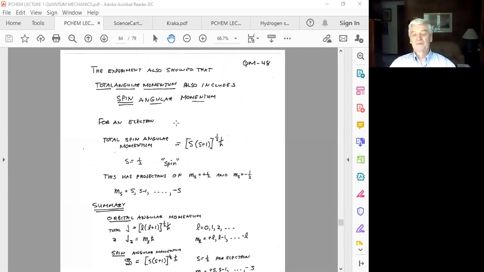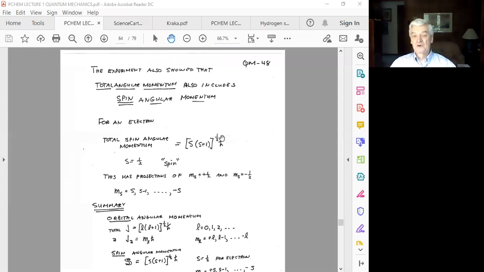As you learned in freshman chemistry, electrons have spin. We generally say they have spin up or spin down. In terms of quantum mechanics, there is a spin angular momentum quantum number, which for an electron is a half. And the total spin angular momentum is given by a formula which looks just like the formula with the L's for angular momentum, except here we have S's. So the total spin angular momentum for an electron would be the square root of a half times 3 halves, times h bar.